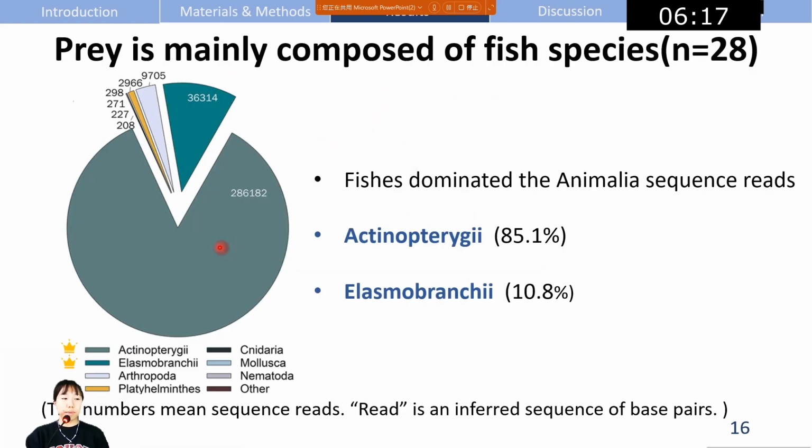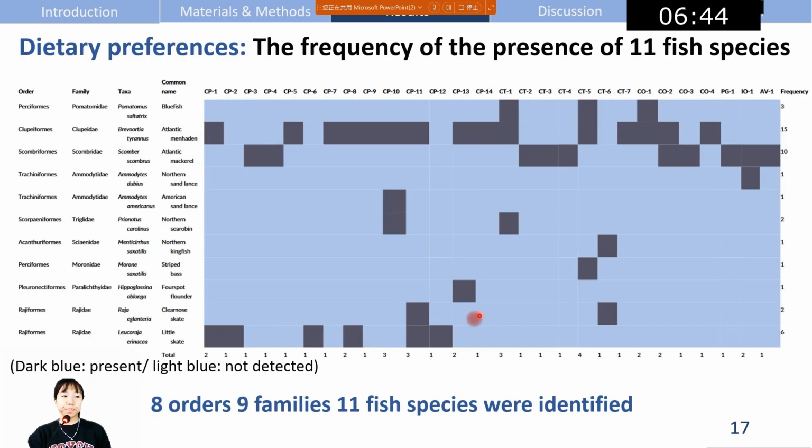As for this pie chart, we can see that fish dominated the Animalia sequences, and the Actinopterygii class occupies the highest proportion of the pie chart, accounting for 85.1%. Following is Elasmobranchii.